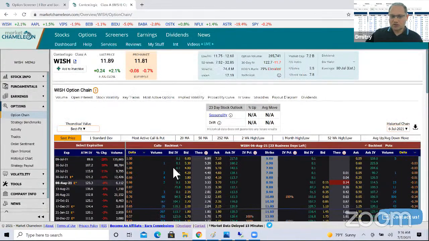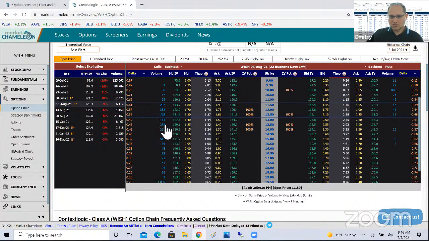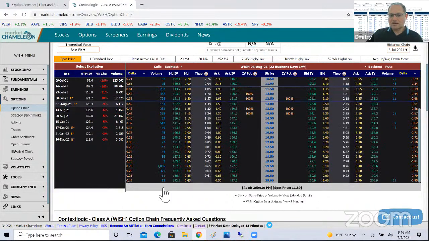Okay, so there's a lot of trading going on. I could even see here for each expiration, there's a lot of volume. July 9th expiration, 125,000 contracts; July 16th, 88,000. So there's a lot of volume. I see trading going on in every expiration that we have listed. And when I go to the August 6th, a lot of these calls have trades going on.